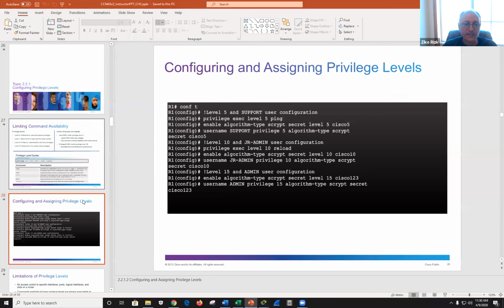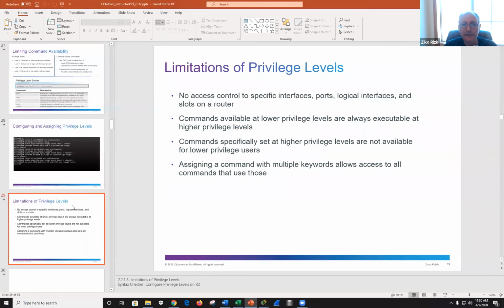Okay, so this is what we're talking about here, everybody. Limitations of privilege levels. You can create different privilege levels with different capabilities. I don't know what else to say. If 15 is an administrator, what do you want 10 to be? What do you want 11 to be? What do you want 7 to be?